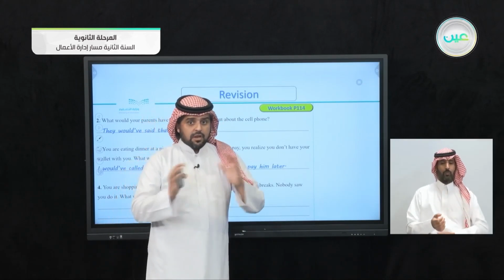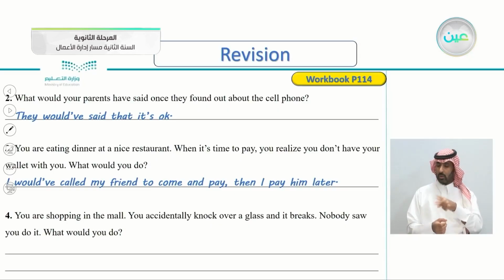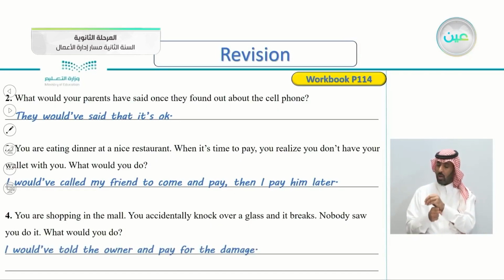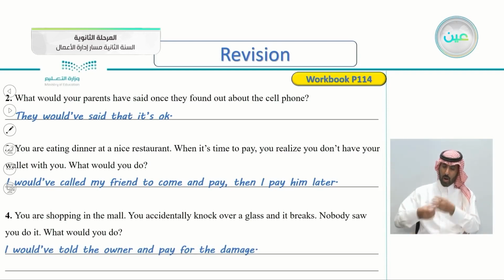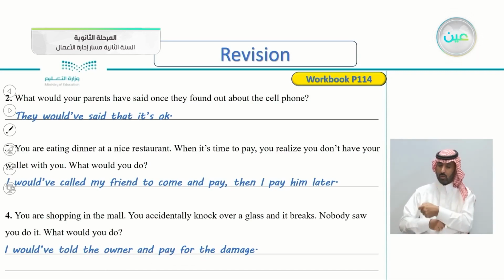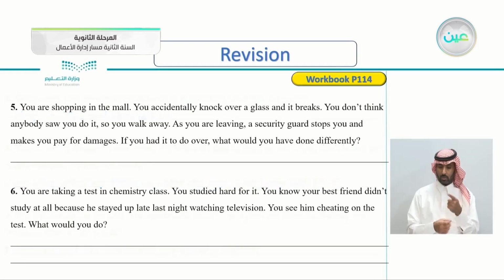So of course all of us would take the ethical way. I would have told the owner and pay for the damage. If I accidentally knock over a glass and it broke, I would have told the owner and pay for the damage. Of course, this is the moral, the right thing to do.